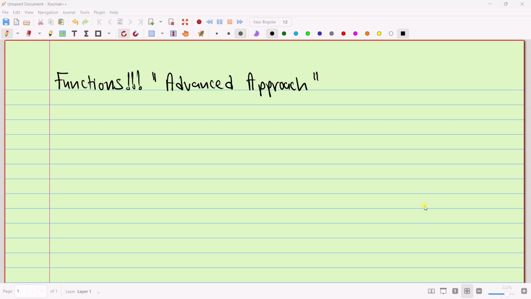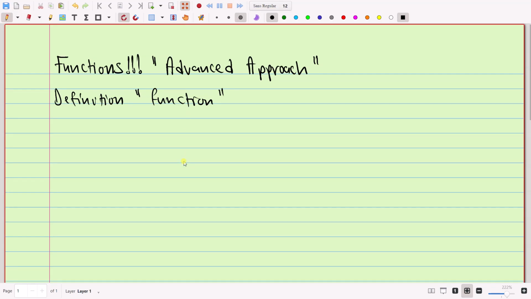So the first thing that we are going to open the session with is a definition of a function. We'll understand what a function is and then give a few examples of what functions are.